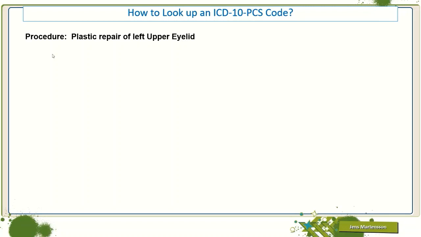All right, so we have a procedure. I want to talk a little bit about the root operation, and then we're going to review very quickly how to look up a code. The procedure is plastic repair of left upper eyelid. My question to you: what is the root operation?